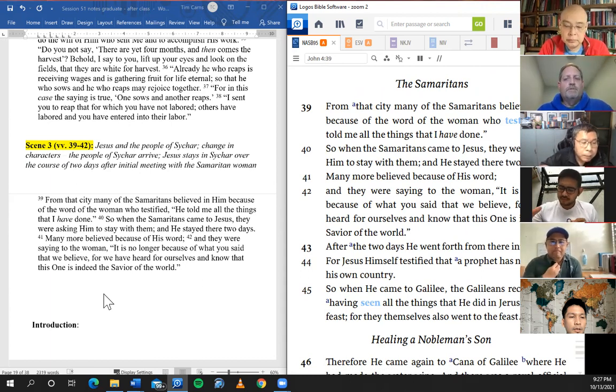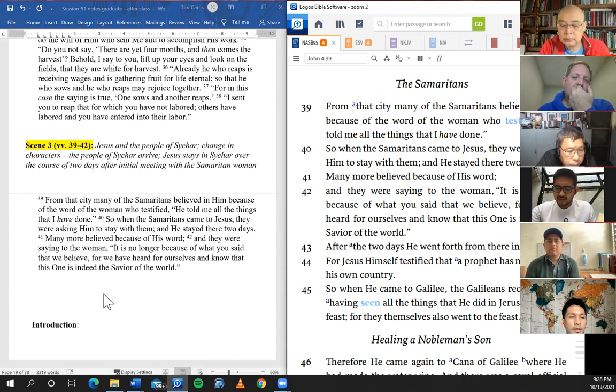The last verses here. Verse 39. Many Samaritans from that town believed in him because of the woman's testimony. He told me all that I ever did. So when the Samaritans came to him, they asked him to stay with them, and he stayed there 2 days. And many more believed because of his word. They said to the woman, "It is no longer because of what you have said that we believe, for we have heard for ourselves, and we know that this is indeed the Savior of the world."